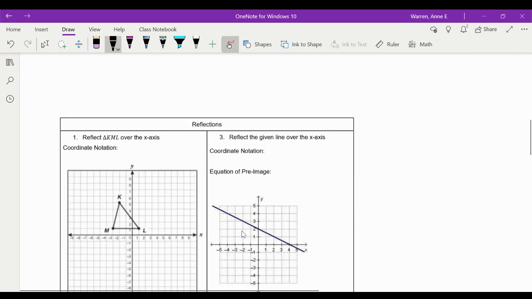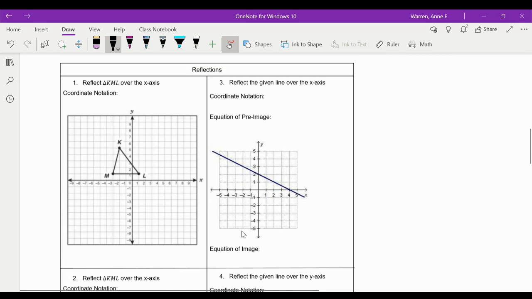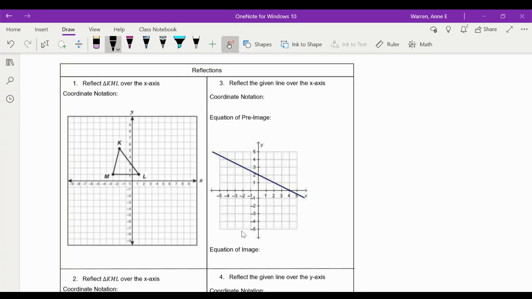Okay, so now that we're done with that, we're going to move on to a review of reflections. Once again, we're going to start with a triangle, just looking at the shape, and then we'll move on to the line. So this first question says to reflect triangle KML over the x-axis. When I do this, I can either start by writing out the coordinate notation, or I can start by drawing the reflection. For me, instead of memorizing sometimes the coordinate notation, I like to look at the numbers first.